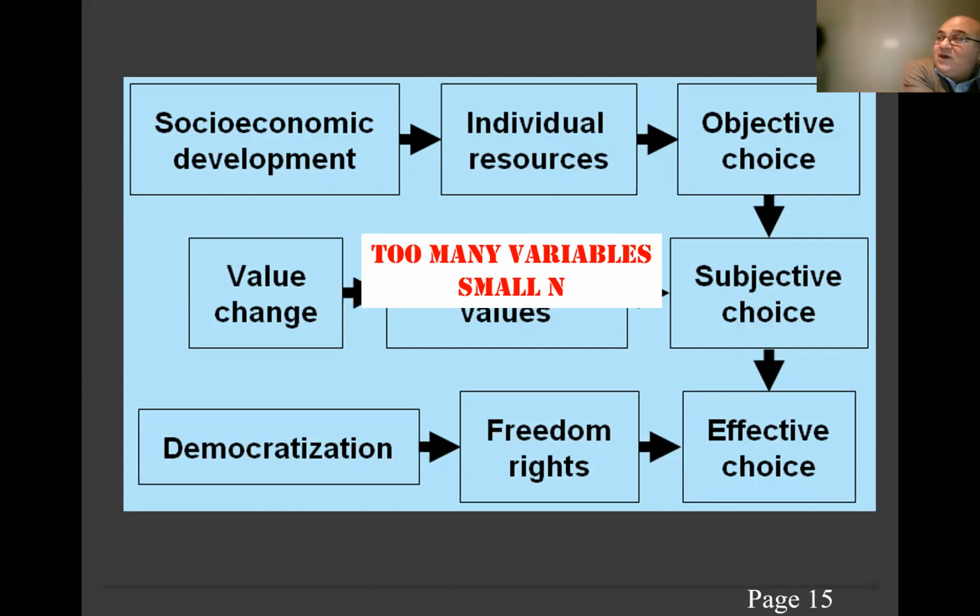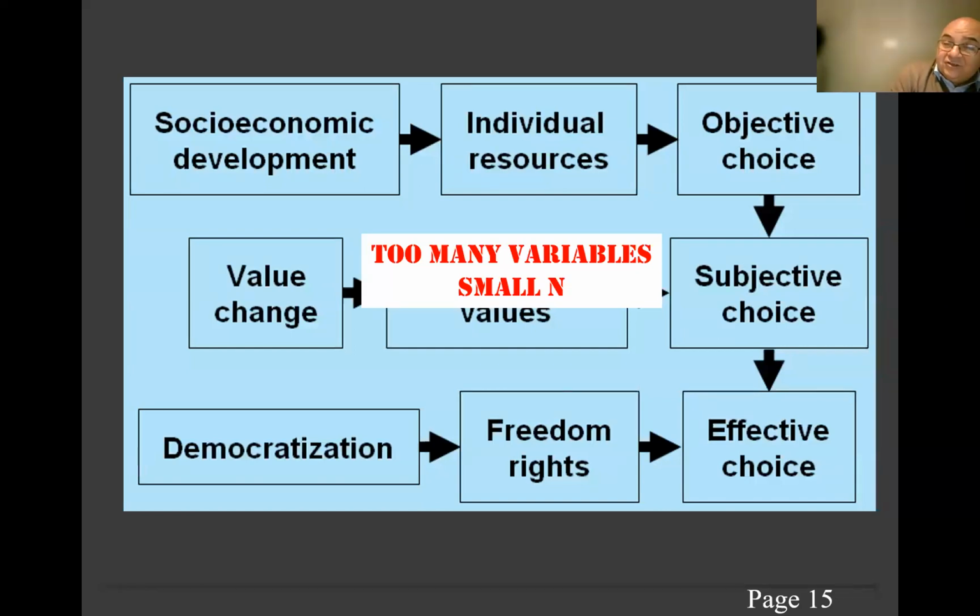Okay, the issue is that you can use too many variables to explain a single phenomenon. People will say that, okay, it's not logical. You can see that socioeconomic development affects individual resources, etc. We have a simple rule: the number of variables should be equal to the number of cases minus 1. Accordingly, if we have 3, 6, 9 variables, you should have at least 10 cases. But they are using this stuff with only 2 cases. It's a problem of generalization.